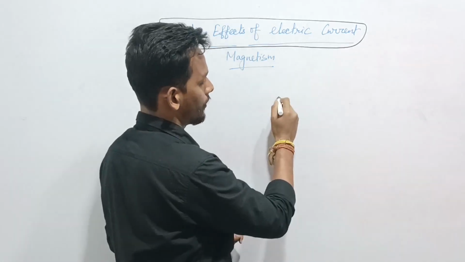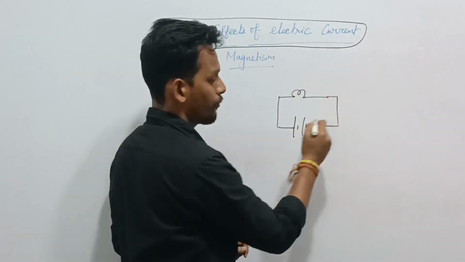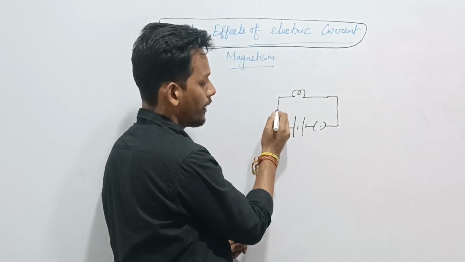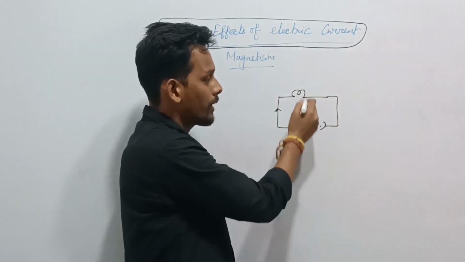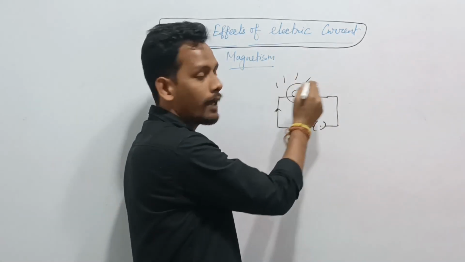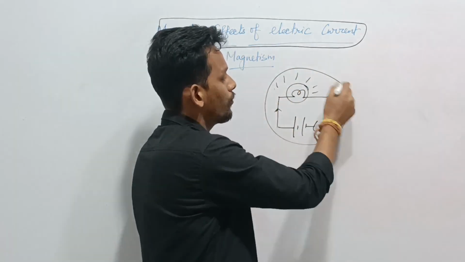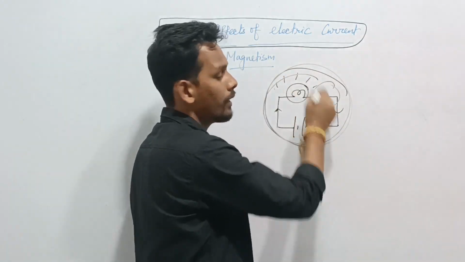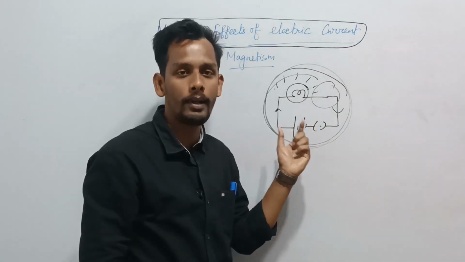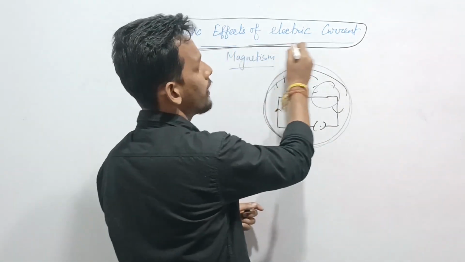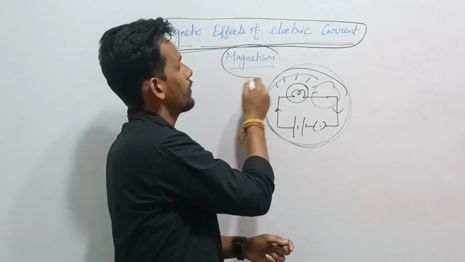Suppose this is a circuit. If the switch is on, then obviously electric current will pass through the circuit, and the bulb will glow. In that case, around this circuit, around the conductors, a magnetic field is produced. This magnetic field around the conductor is termed the magnetic effect of electric current, and simply it is known as magnetism.